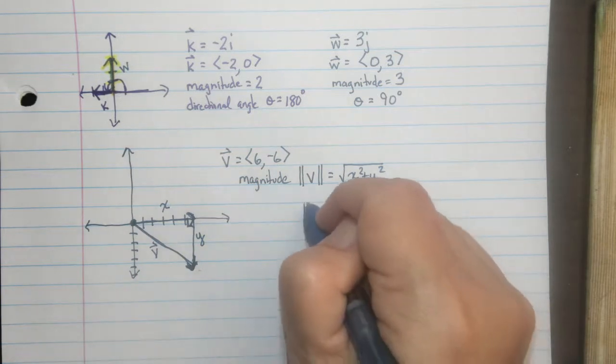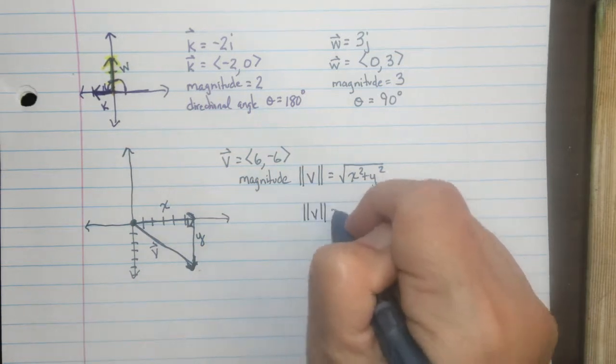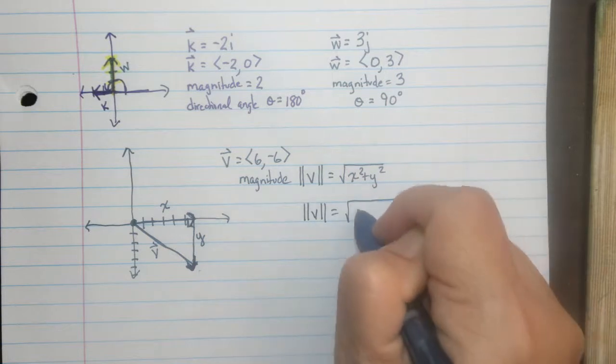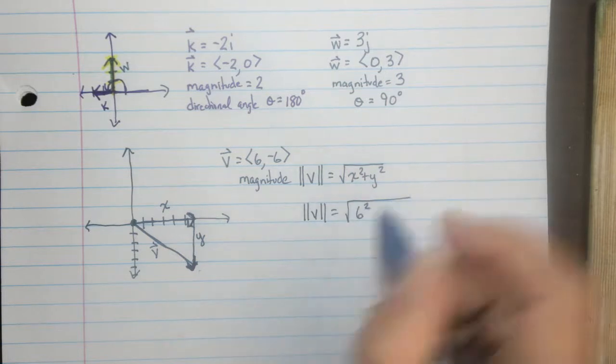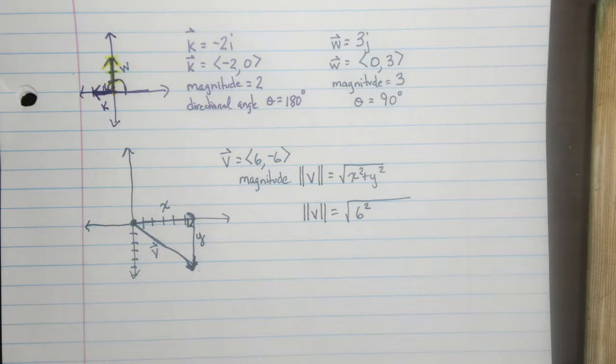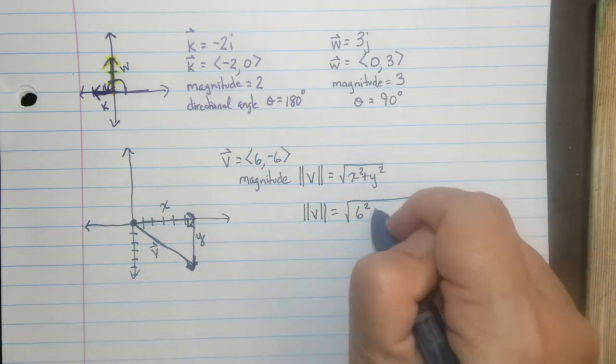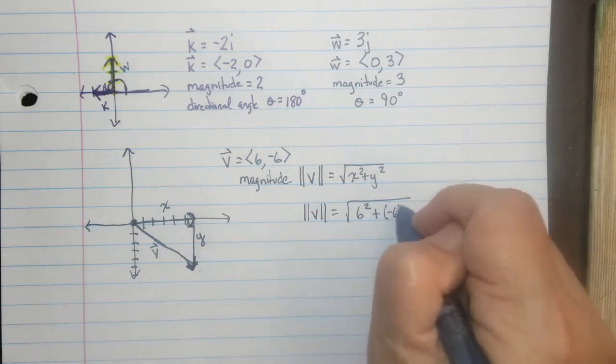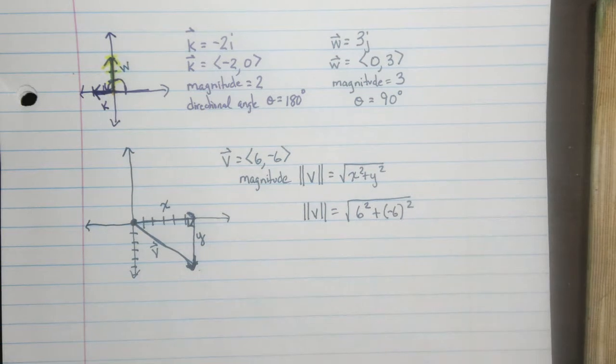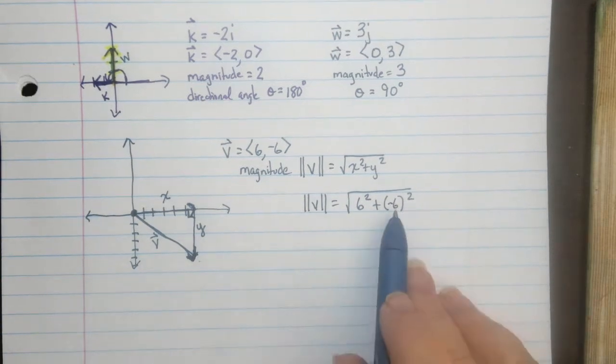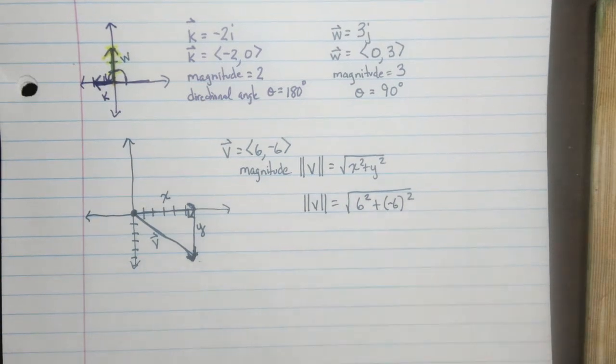So for this particular one, the magnitude of v would be the square root of 6 squared, because that's my x value, my horizontal component, plus (-6) squared. All right, just a reminder: when you square a negative number, you need to put it in parentheses, so that you're squaring that entire value.